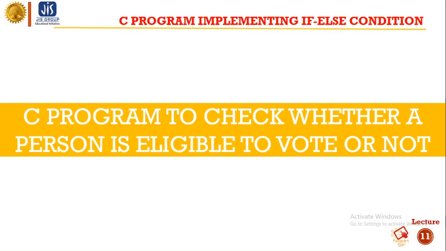So this is the next program. Here we have to check whether a person is eligible to vote or not. As we know, if a person's age is greater than or equal to 18, we can say that he is an eligible voter. Otherwise, he is not an eligible voter. So let's do the program. Let's do the C program.